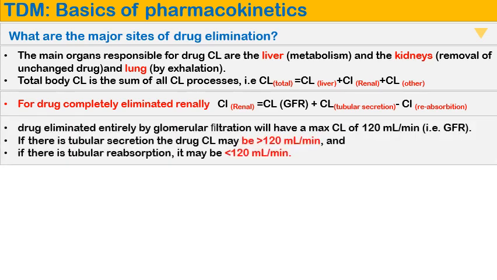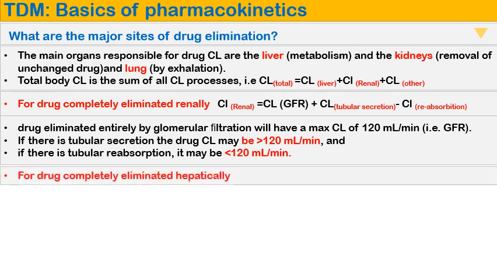A drug that is entirely eliminated by filtration has a maximum clearance of 120 ml per minute by GFR. If a drug is excreted by GFR and tubular secretion, the total renal clearance will be greater than 120 ml per minute. If there is tubular reabsorption, the clearance will be less than 120 ml per minute.